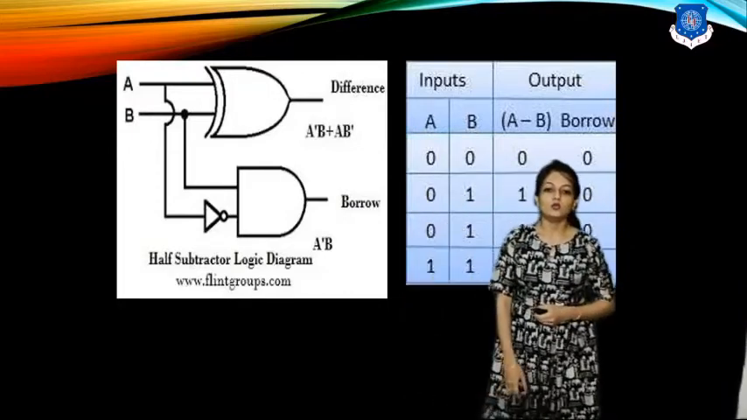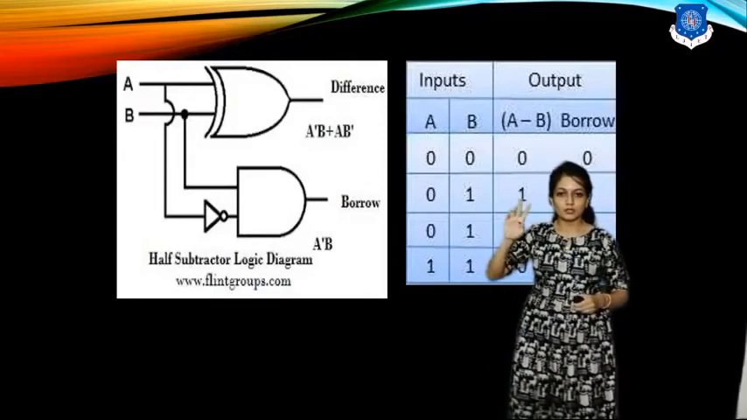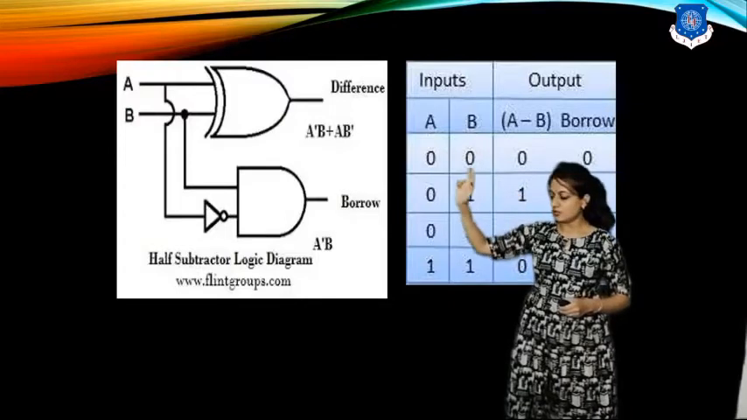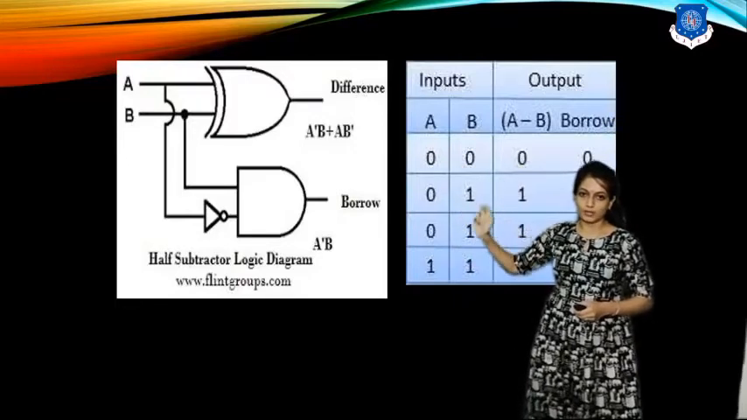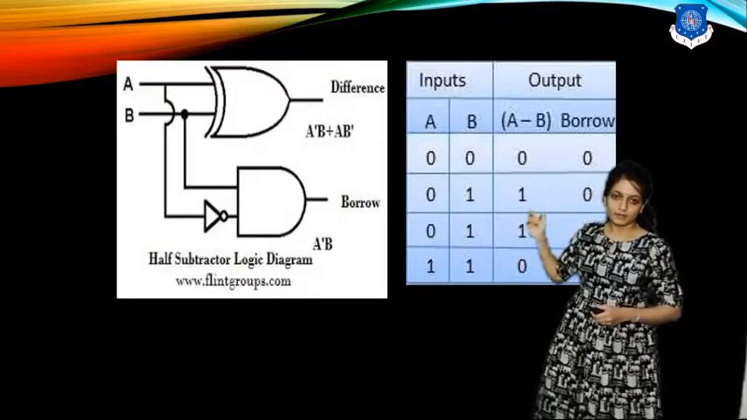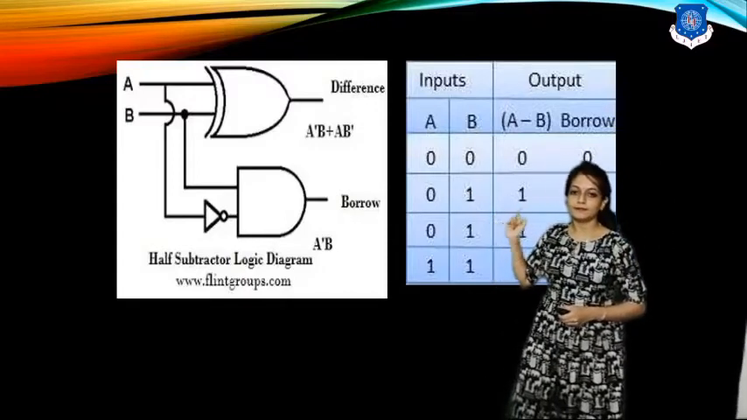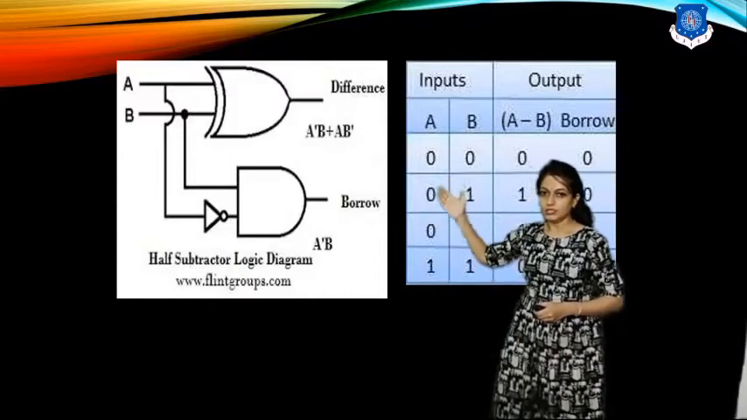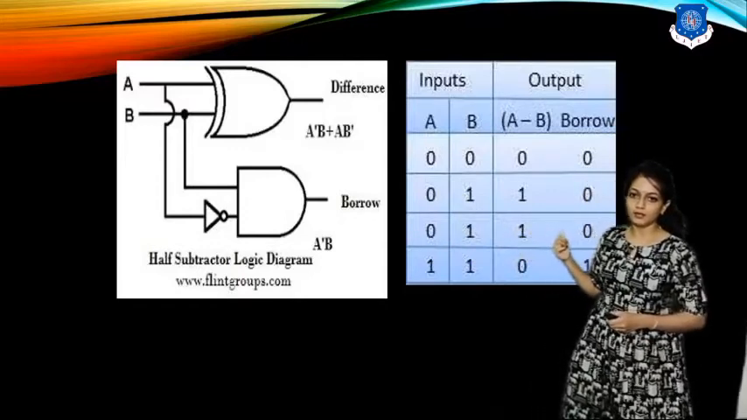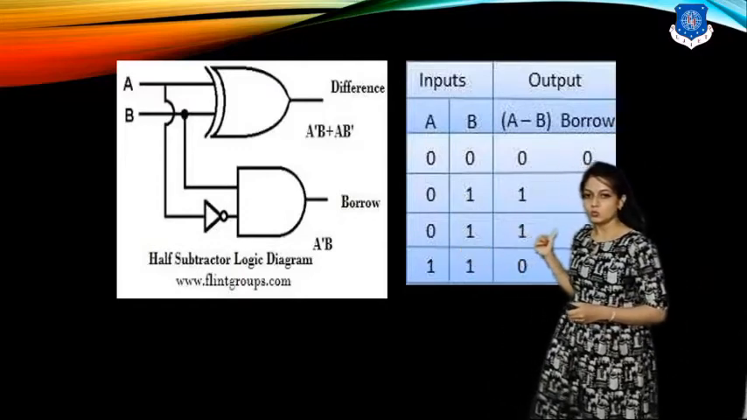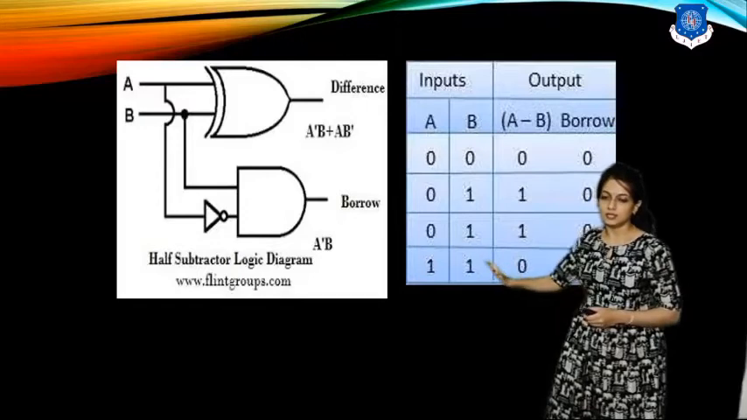Okay? How to write the truth table? 2 inputs, 4 combinations. 0 0, 0 1, 1 0, 1 1. Right? 0 minus 0, 0. 0 minus 1, it is not possible to subtract, you need to take a borrow. Okay? So answer will be 1. 1 minus 0, 1. The borrow is equal to 0. For 1, 1, it will be 0, and borrow will be 0.